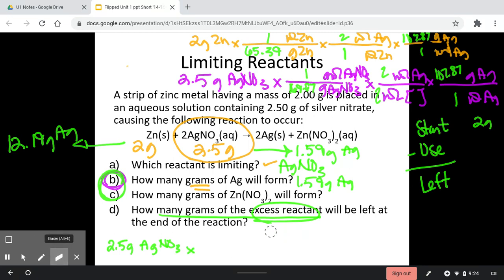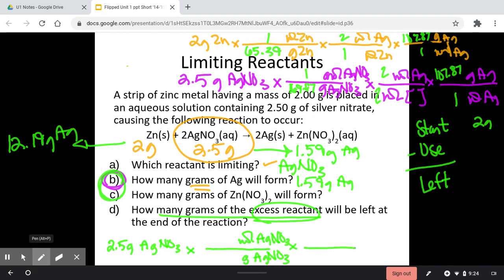I prefer going from silver nitrate because that's an amount I'm given. That amount is not something I calculated. And so I know that there's no errors in that number. There is a small possibility there's going to be an error in the amount of silver because I calculated it. So it's just a little bit safer to go with the given numbers. So that's what I'm going to do.